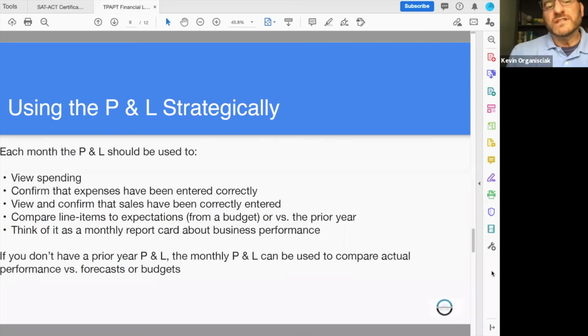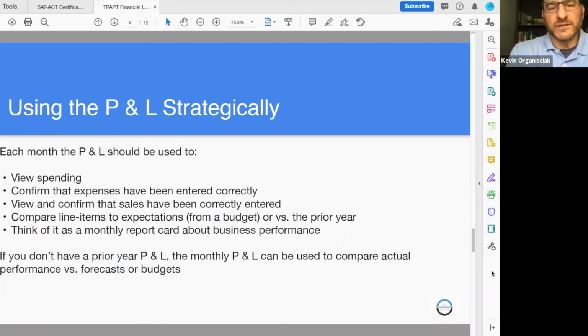So what do you do if you don't have a prior year P&L? It's fine. Just starting, making a P&L is important, and getting into the habit of actually using it as a comparison tool. That's more important than coming to the table with everything you need to get going.